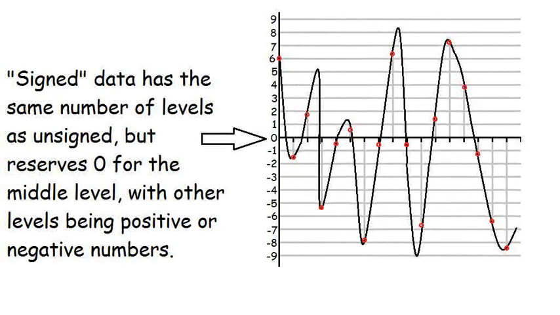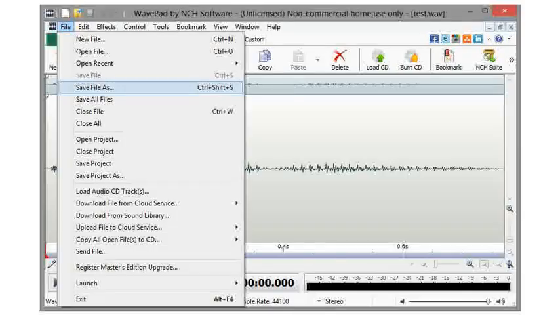It will be similar if you chose 16-bit data rather than 8-bit. Unsigned data would range from 0 to 65,535, signed data from minus 32,768 to plus 32,767.